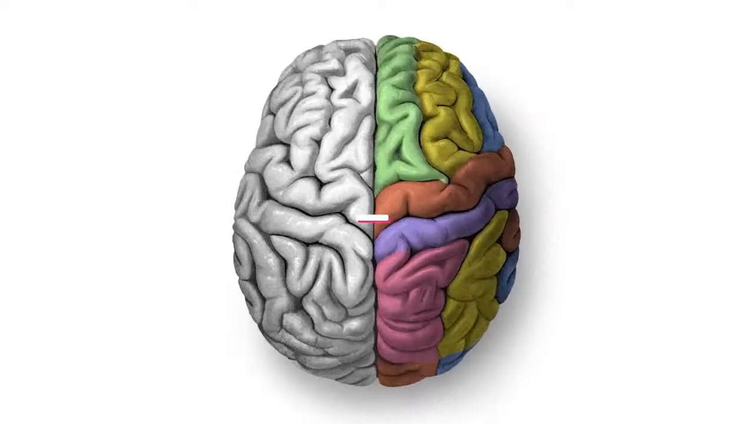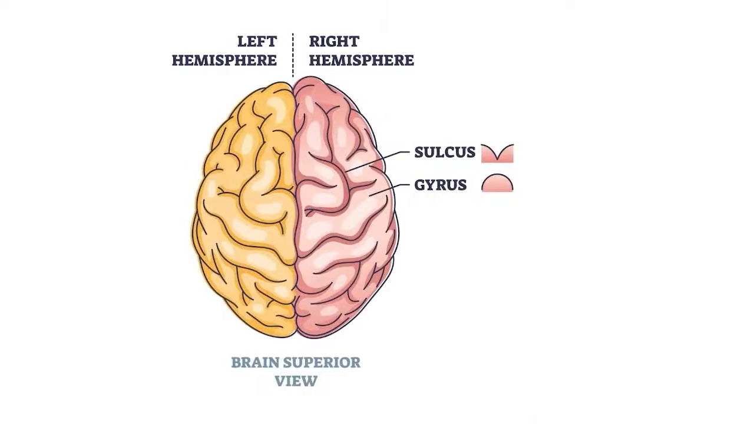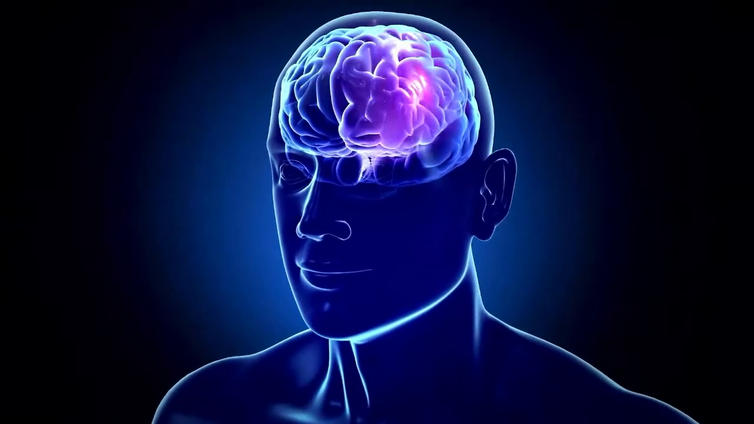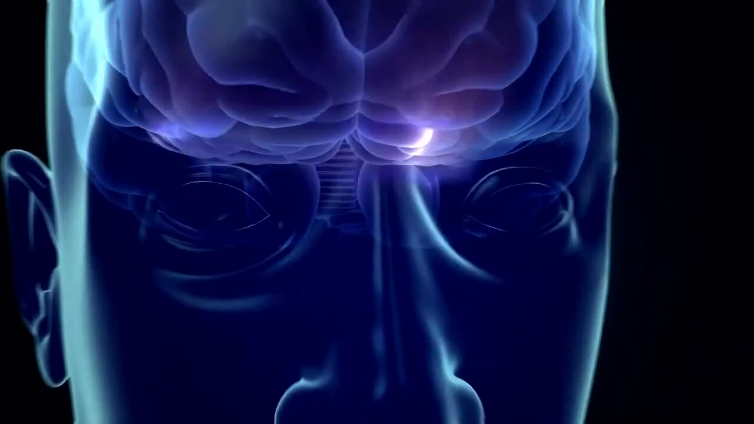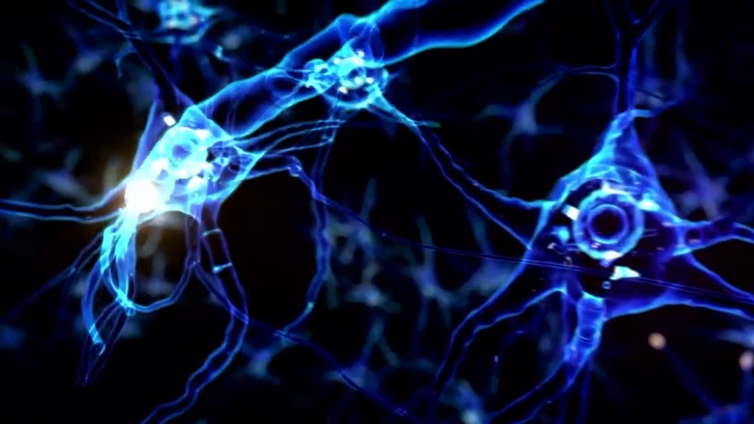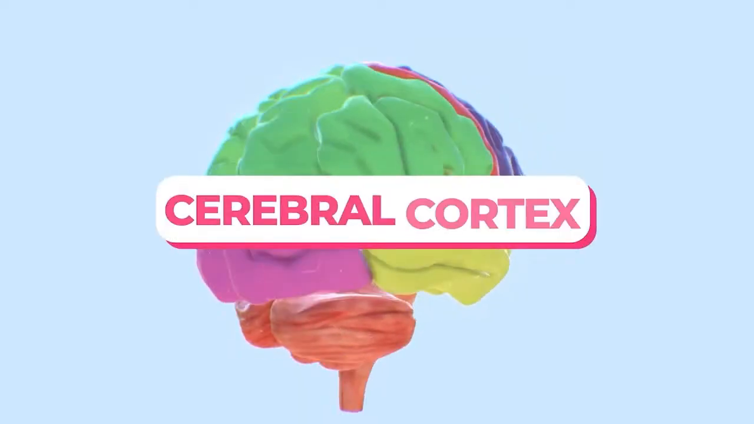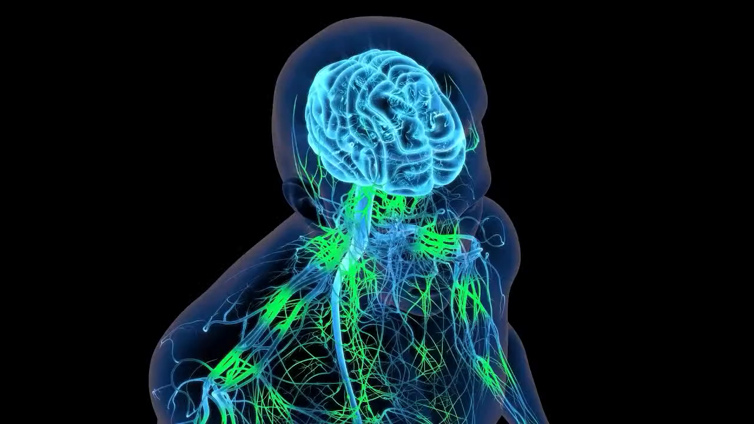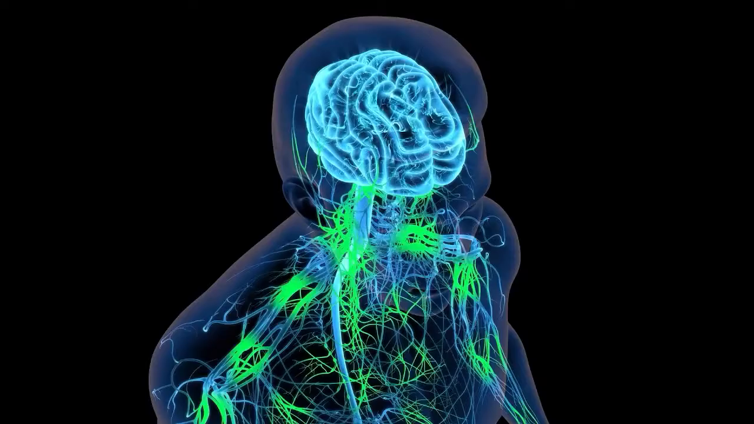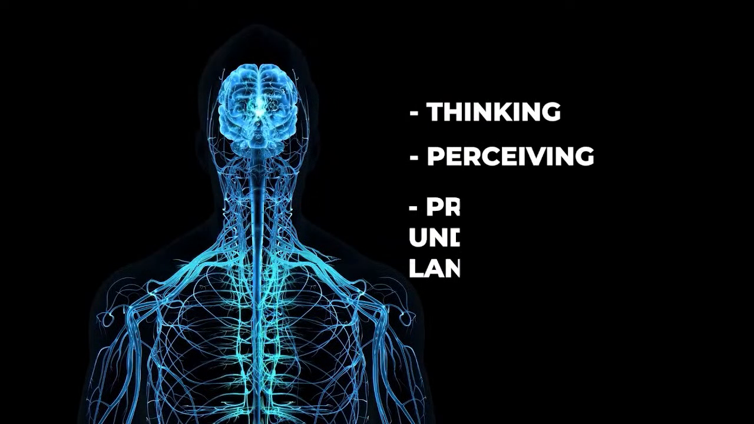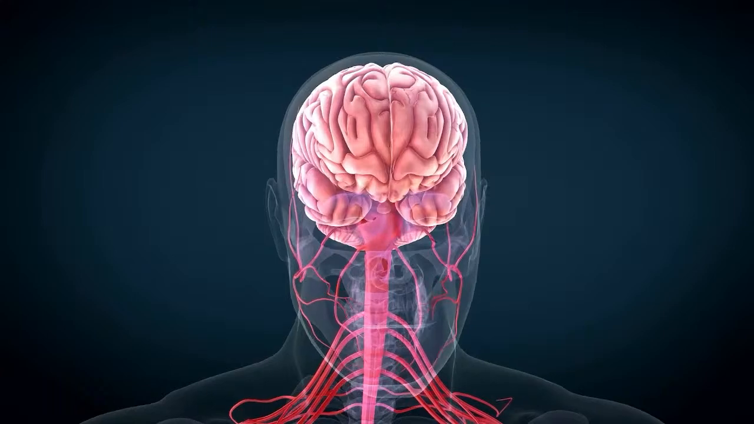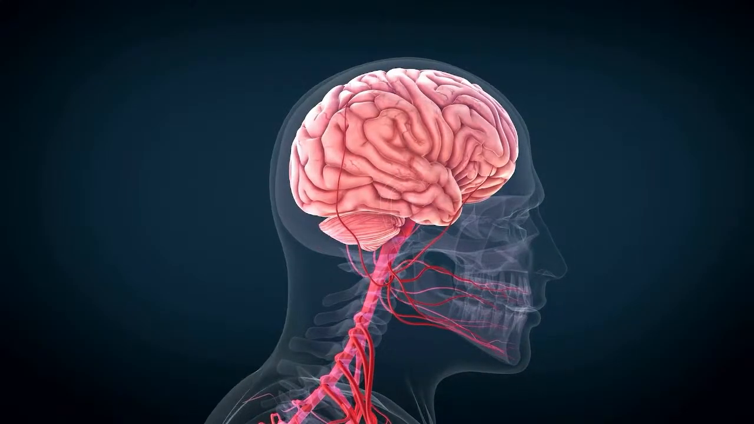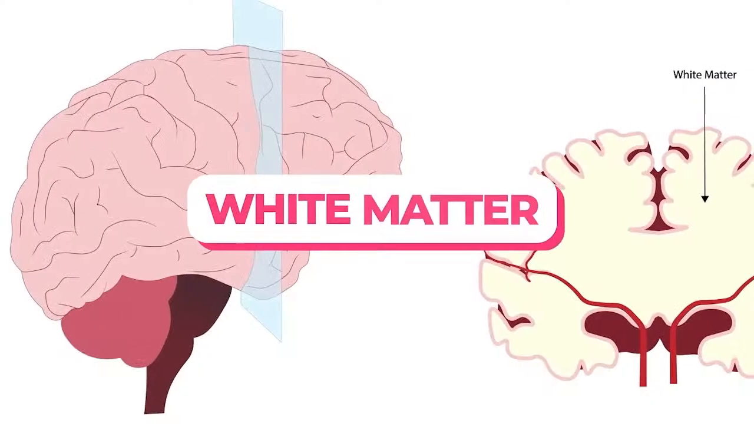Gyri and sulci. The surface of the cerebrum is highly convoluted, consisting of ridges, gyri, and grooves, sulci. These convolutions increase the surface area of the cerebrum, allowing more neurons to fit in and enhancing cognitive abilities. Cerebral cortex. This is the outermost layer of the cerebrum and is composed of gray matter, nerve cells, and is responsible for higher cognitive functions, including thinking, perceiving, producing, and understanding language. The thickness and structure of the cerebral cortex can vary across individuals and has been associated with various cognitive abilities and personality traits.